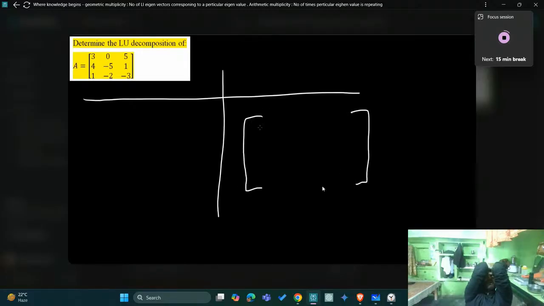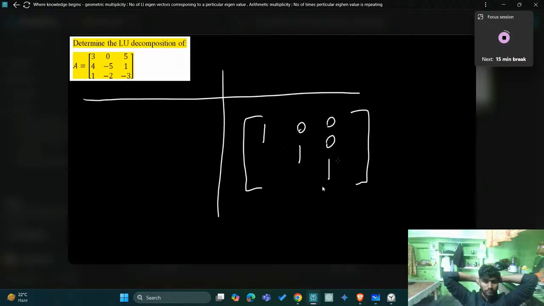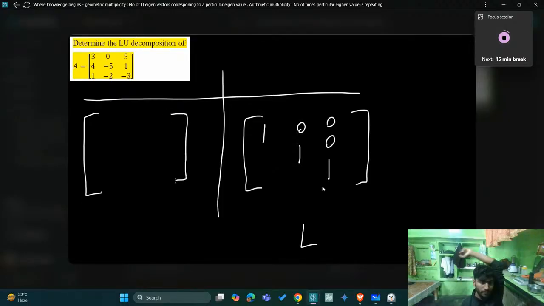With L, I'm going to have 1s across the diagonal, and on the top right, we're going to have zeros. This is going to be L. These three numbers we need to determine. And now I'll do the U matrix. I'm going to draw a box, and in the U matrix, this is going to be 0. So the first row won't change. It's going to be 3, 0, 5.